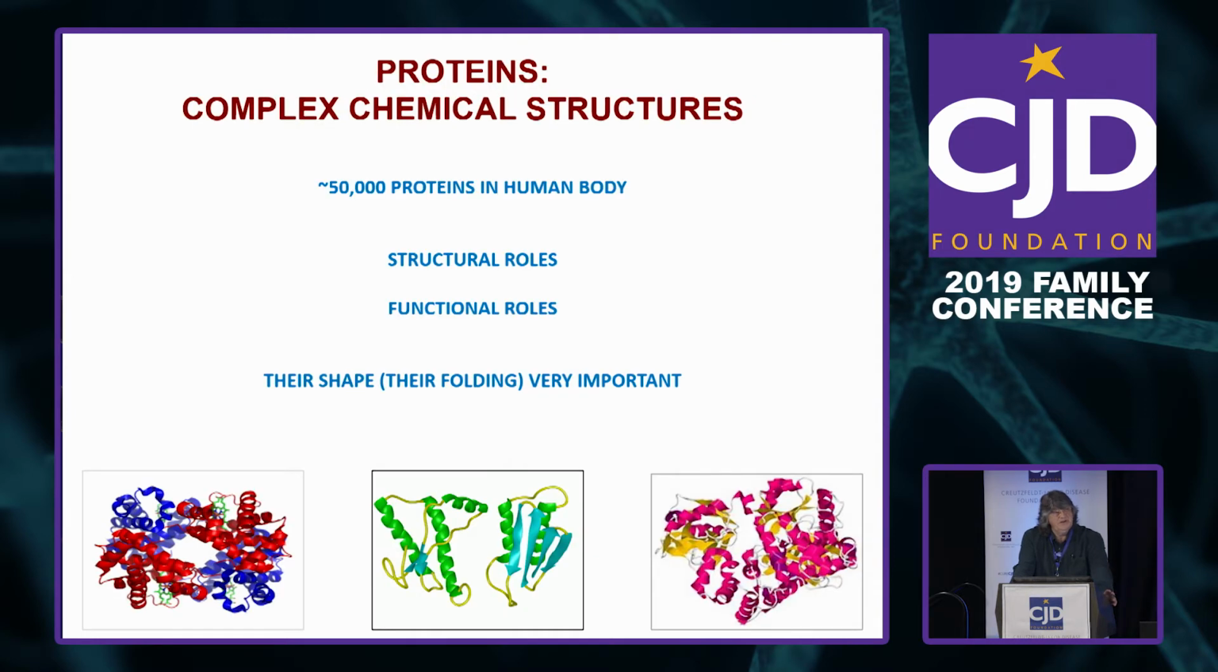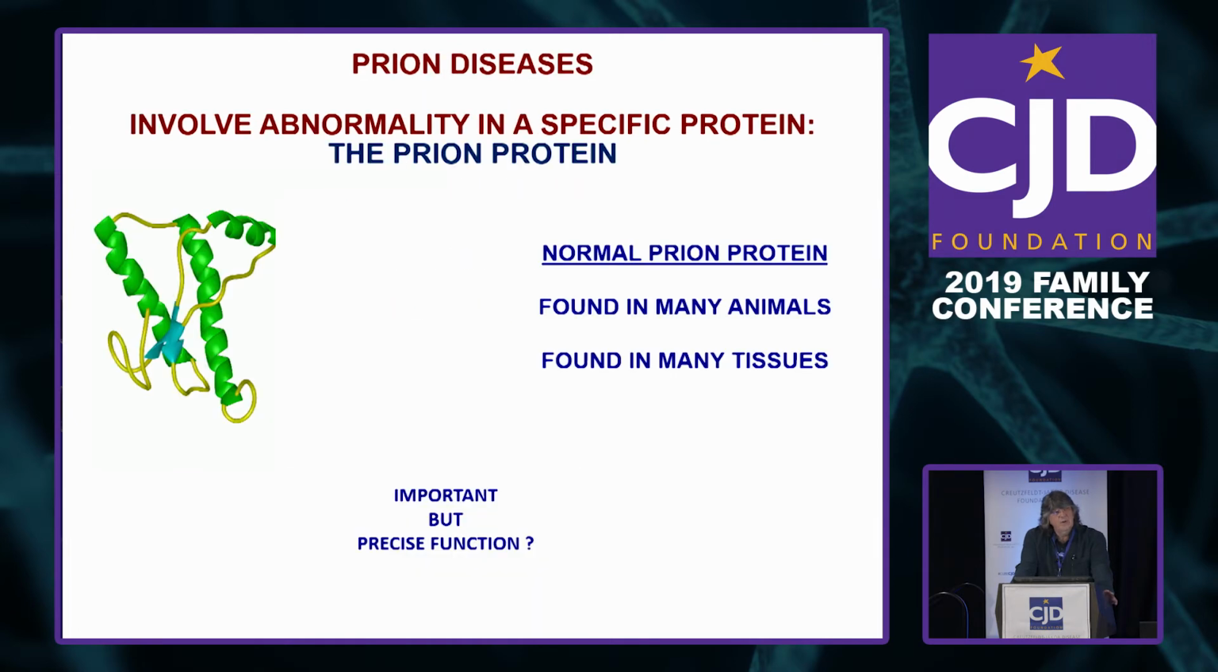And proteins, just as an aside, are complex chemical structures. There's over 50,000 of them in a human body. They maintain the structure of the human body, and they have important functions in the human body. And their shape, the way they're folded as structures, is very important to their function. I've given some cartoon pictures here of a variety of proteins, just showing you the kind of complex shapes they can take. So in prion diseases, there's an abnormality in one of these specific proteins, a prion protein.